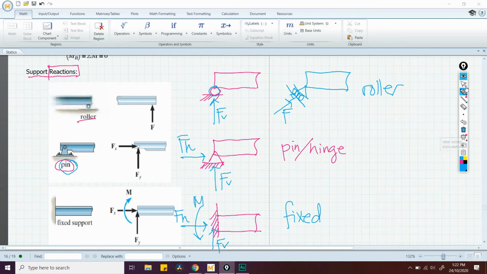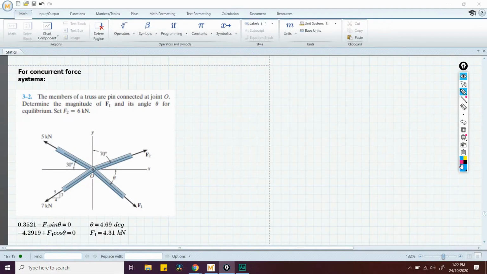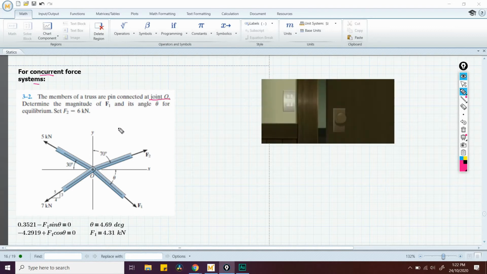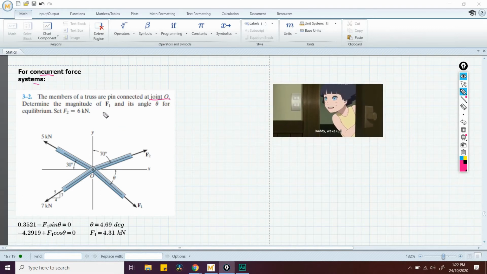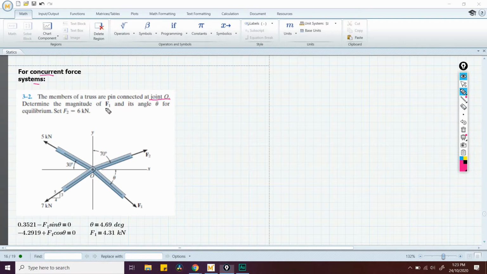So, let's move ahead. Okay, example number 1 natin. Okay, for example number 1, for concurrent force systems. Okay, ano ba yung concurrent? They meet. Okay, the forces meet at a common point. So, the members of a truss are pin connected at joint O. Sa joint O, yan. Nag-connect sila sa joint O. At ang sabi, we will determine the magnitude of F1. Ito yung si F1. And its angle theta. This is the theta. For equilibrium.